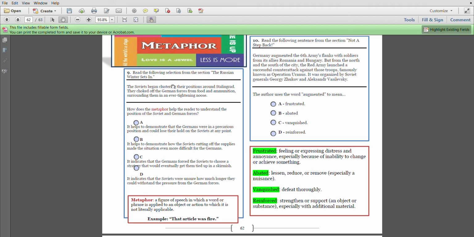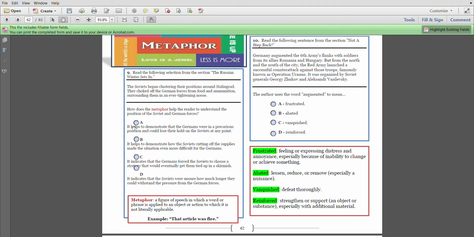So question 9, read the following selection from the section The Russian Winter Sets In. The Soviets began clustering their positions around Stalingrad. They choked off the German forces from food and ammunition, surrounding them in an ever-tightening noose. How does the metaphor help the reader to understand the position of the Soviet-German forces? Remember, a metaphor is a figure of speech in which a word or phrase is applied to an object or action to which it is not literally applicable, like that article was fire.